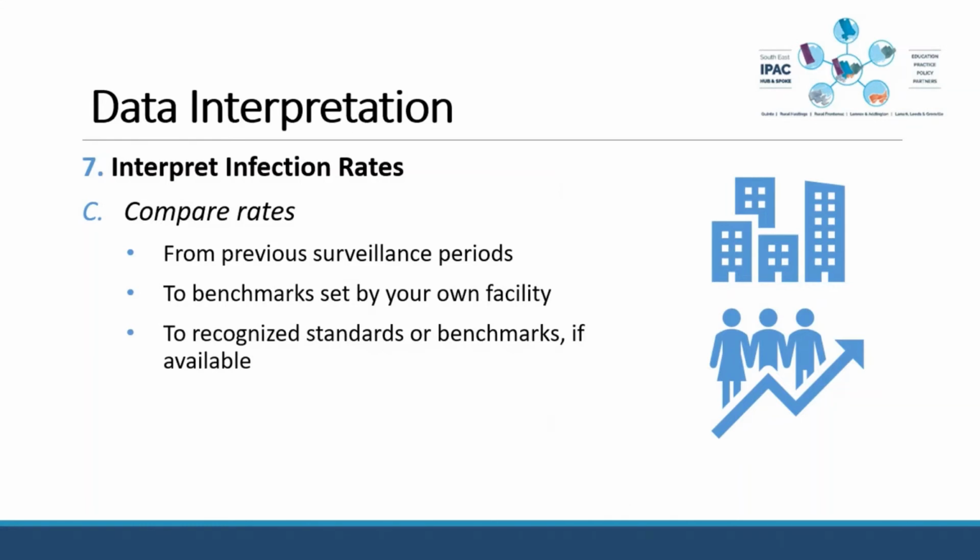Lastly, if it's available, you can also compare it to recognized standards or benchmarks. When comparing infection rates to other long-term care homes, though, you have to make sure that you review and make sure the surveillance methods used by the facilities are all similar, such as case finding and case definitions, before you compare the rates so that you're actually comparing similar things.